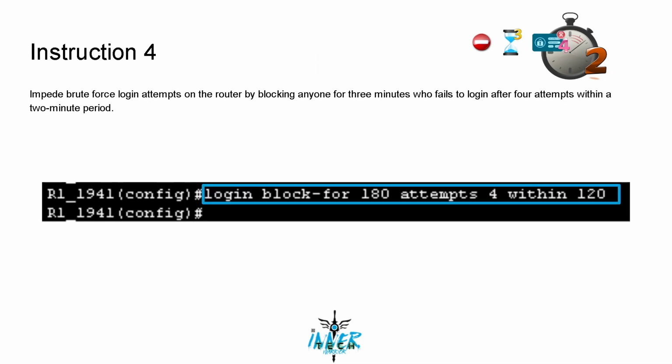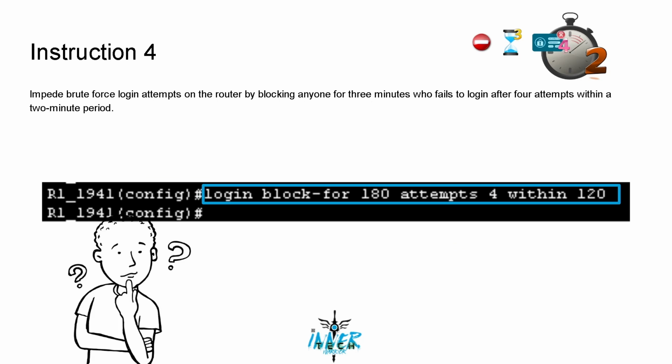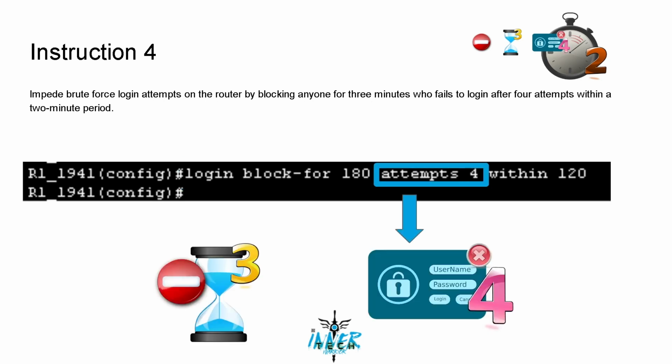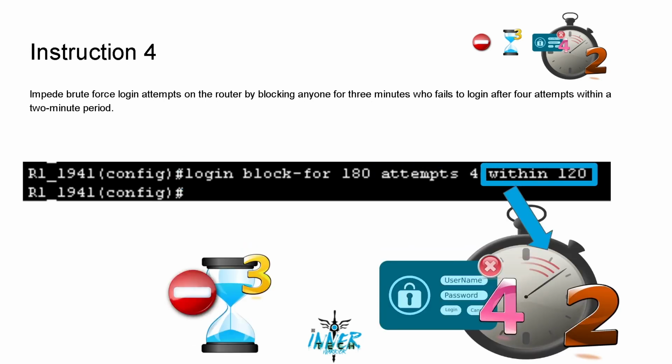Make sure you're in global configuration mode. login block-for 180 attempts 4 within 120. So what does this mean? Login block-for 180 means we want to create a login block that lasts 180 seconds, which is the 3 minutes. Attempts 4 means after 4 attempts. Within 120 means that the 4 attempts have to be within a 120 second window, which is 2 minutes.